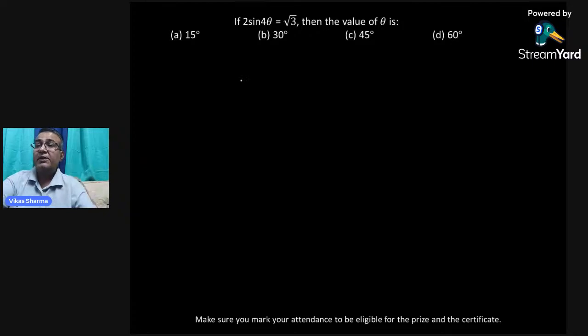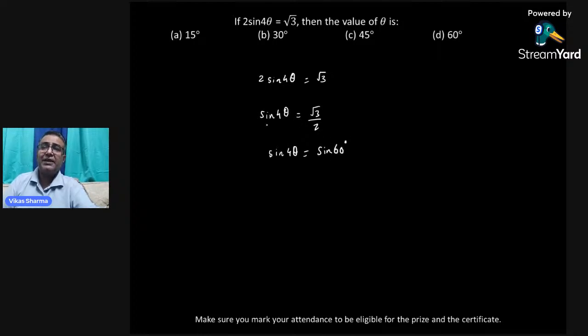Let's see how. So we know that 2 sine 4 theta is equal to root 3. So if I take the 2 to the other side, that means I'll be dividing by 2. So I get sine 4 theta should be equal to root 3 by 2. Now if we remember the trigonometric table or the values of the trigonometric ratios, I know that root 3 upon 2 happens only when it is a sine of 60 degrees. So sine of 4 theta is equal to sine of 60 degrees. That means 4 theta is equal to 60, and obviously dividing by 4 I get theta is equal to 60 upon 4, which is equal to 15 degrees. So yes, option A is the correct option.